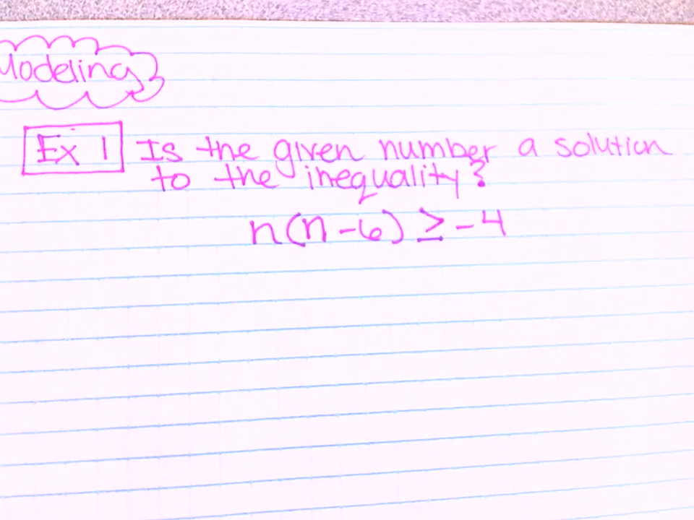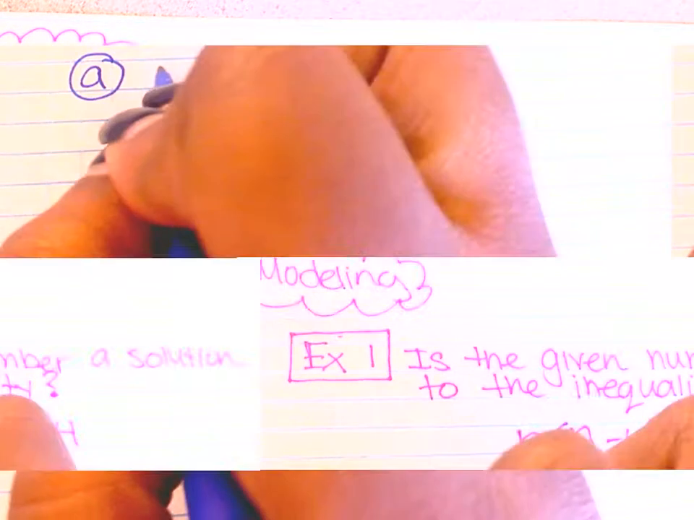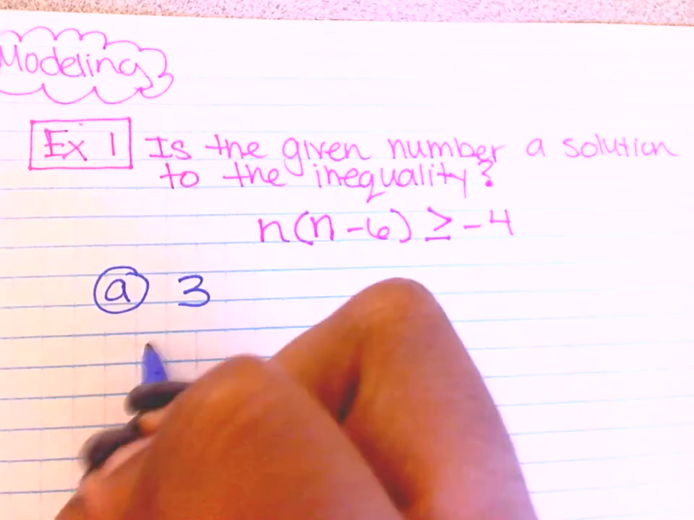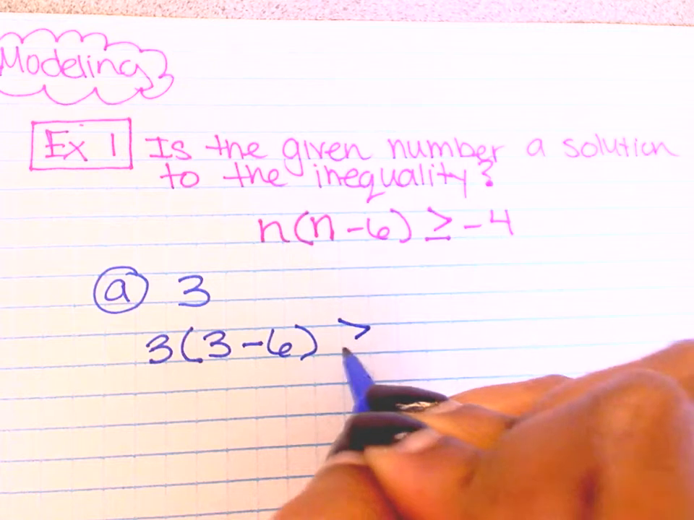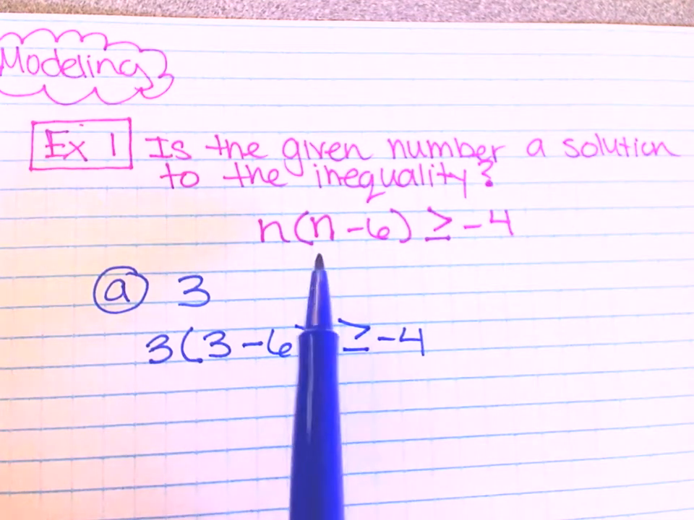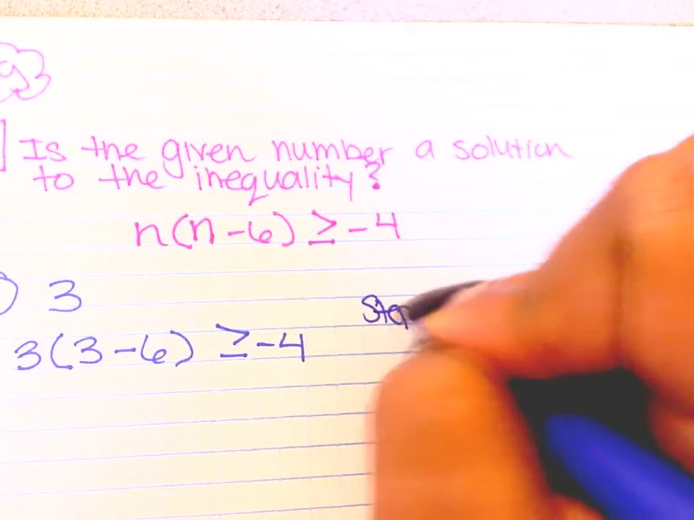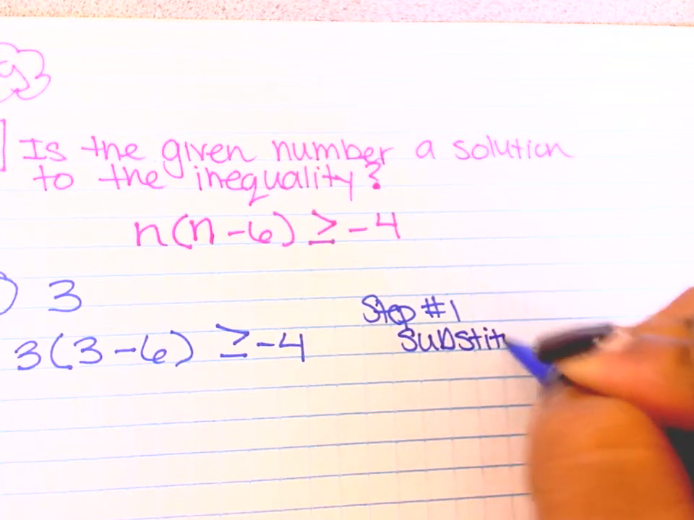So let's look at the first one. This is going to be part A, first problem. They're going to ask you, does the number 3 work in that? So the first thing we're going to do is substitute the number 3 in there. So I'm going to have 3 times the quantity of 3 minus 6 is greater than or equal to negative 4. I'm plugging it in for n over there. So your step 1 is to substitute that number in.